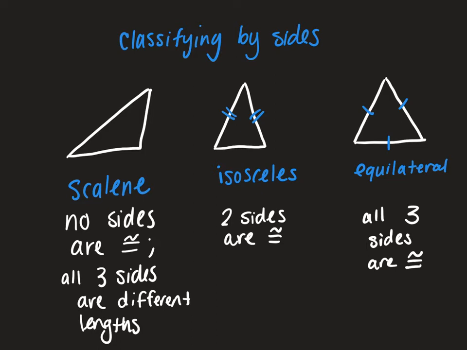If they're not marked, then they're not congruent, even if it looks like it. But you've got to pay attention to the markings. Same thing with angles. The angles have to be marked with the little curvy things to be congruent. So you've really got to pay attention to that.